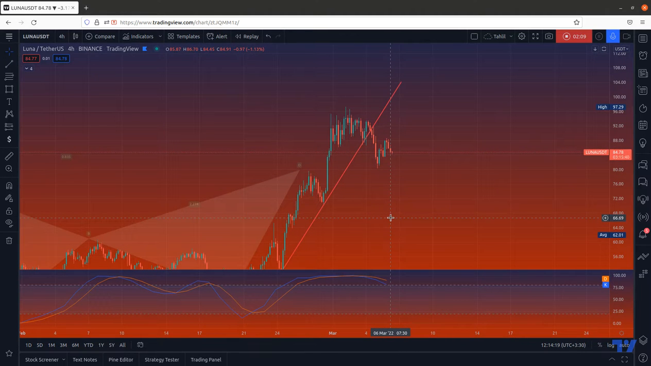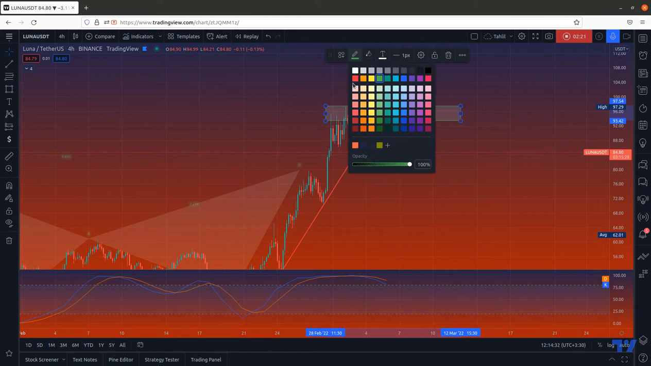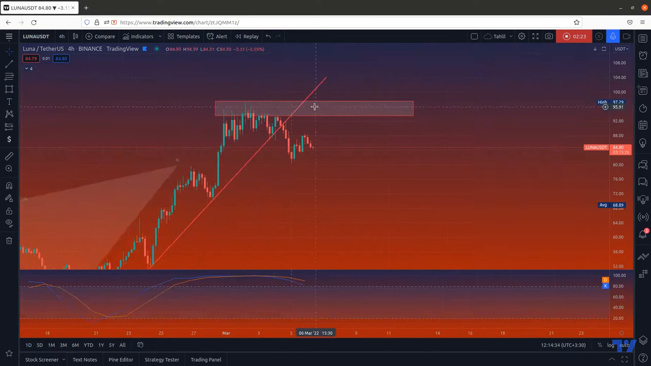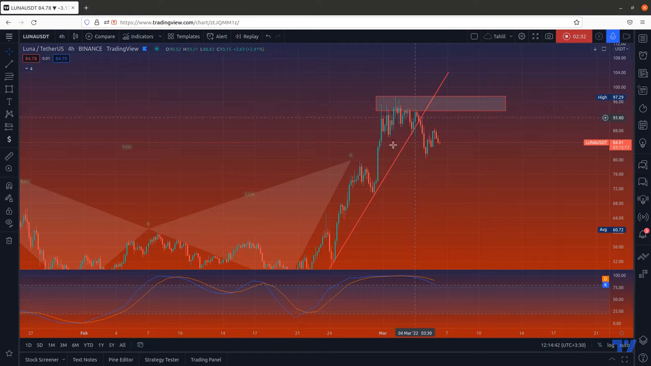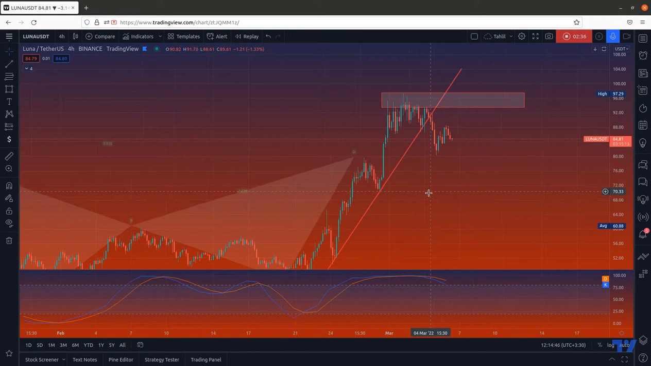We can identify another resistance for the price, which would be here. This resistance is completely obvious because you can see that the price has shown reaction to this zone a lot. There are many candles, all of which are rejected. Now the price has broken this previous support line and it will come down.